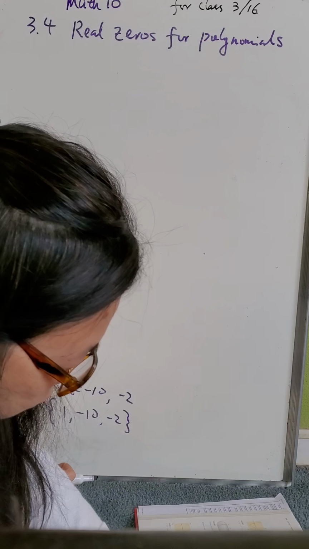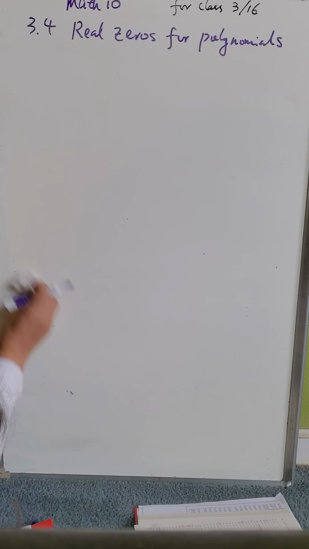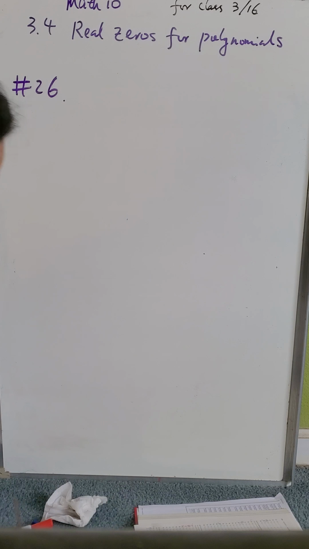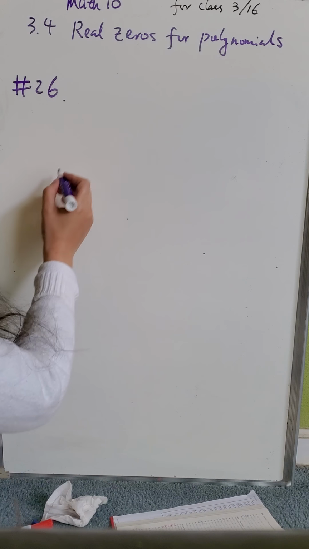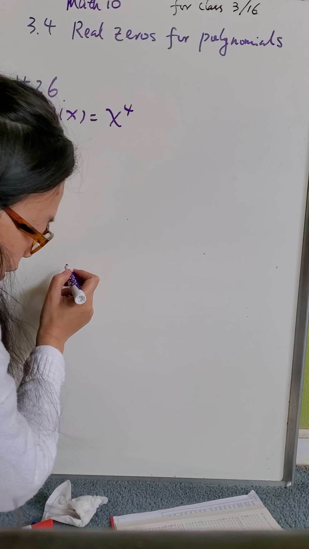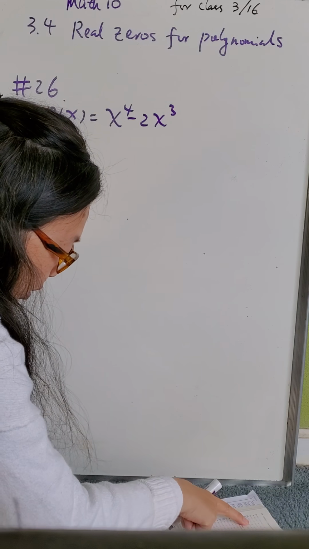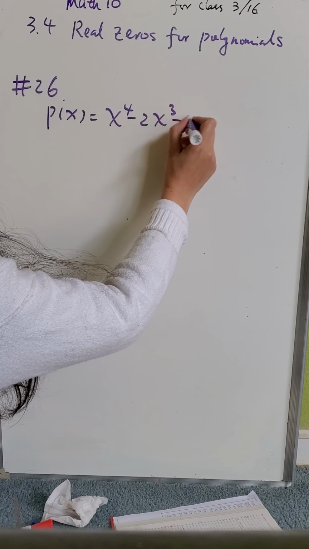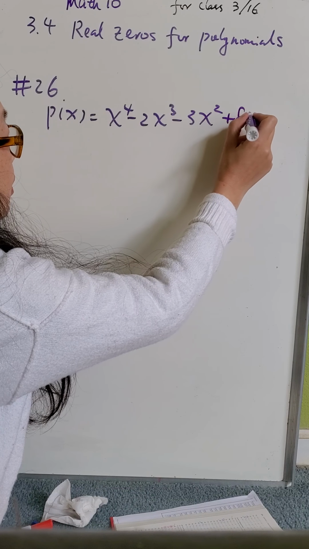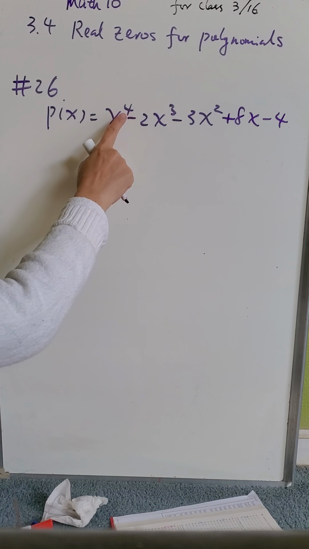The second part I want to do is number 26. Number 26, and we have P of x equal to x to the 4 minus 2x cubed minus 3x squared plus 8x subtract 4. So this time we have power 4.